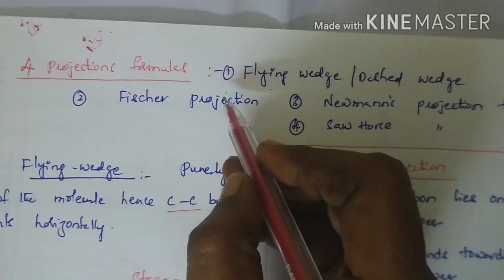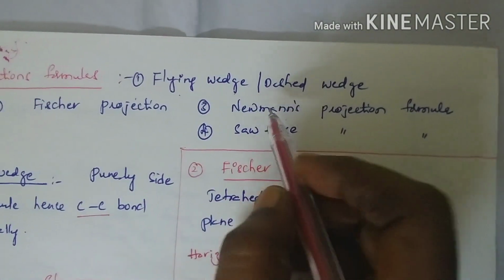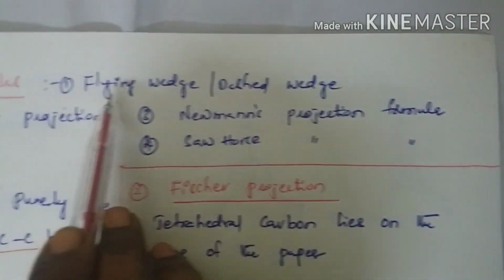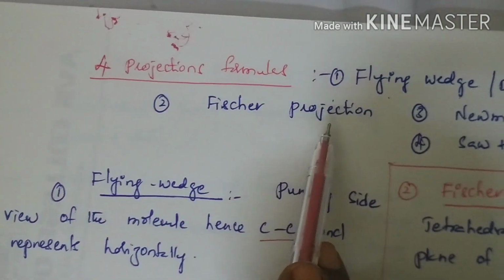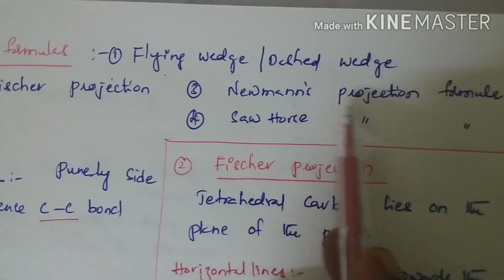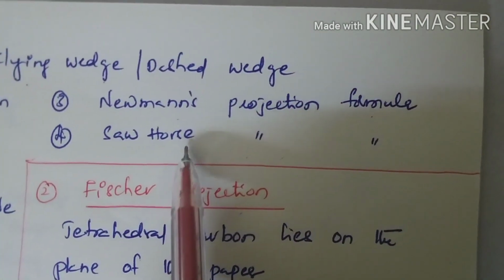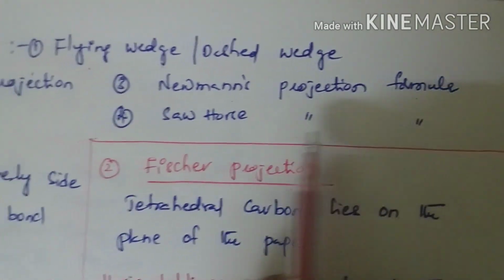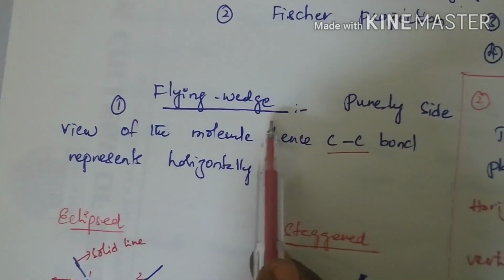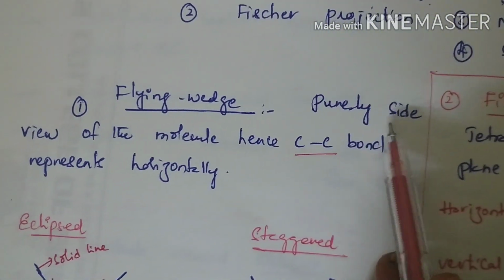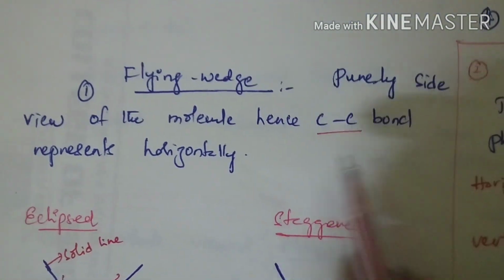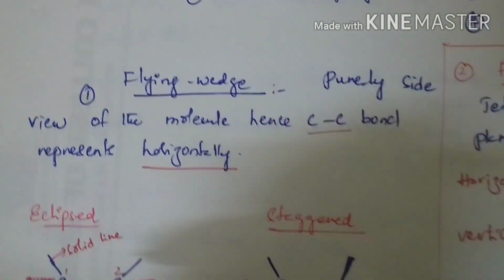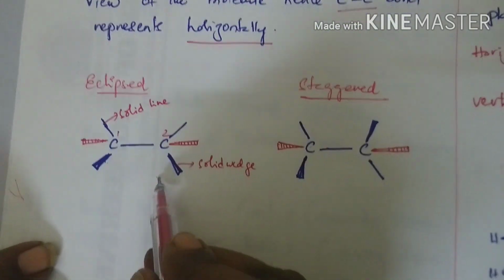Four projection formulas have been explained for the three-dimensional arrangement of organic molecules. One is the flying wedge model or dashed wedge model. Second is the Fischer projection formula. Third is Newman's projection formula, and fourth is Sawhorse projection formula. Now coming to the first one, the flying wedge model. In this model, the molecule appears purely sideways, hence the carbon-carbon bond is represented horizontally. This is the structure of the eclipsed model.